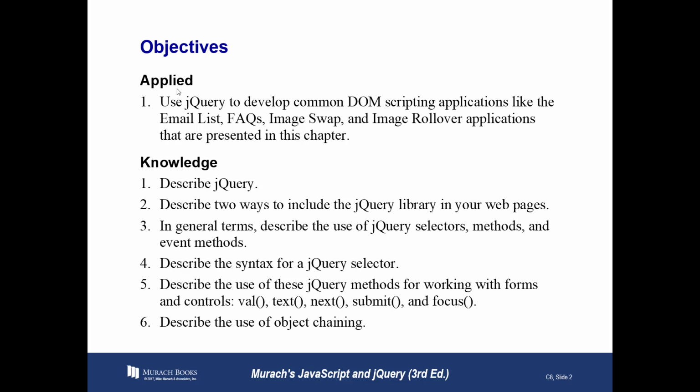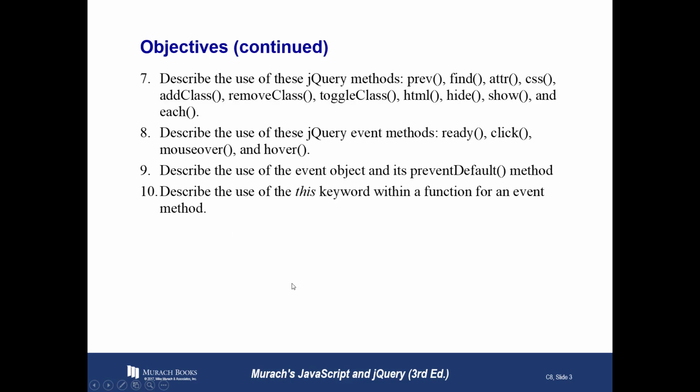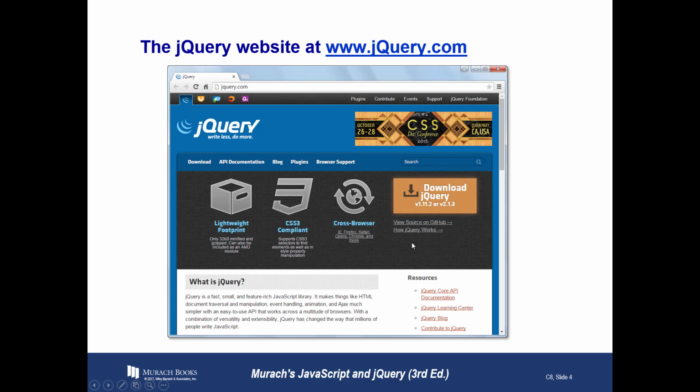All right. So we're going to talk about jQuery and its importance with being able to use it with CSS, talk about the use of jQuery selectors, methods, etc. Some of the jQuery selector syntax, some of the jQuery methods, talk a little bit about object chaining. And the regular jQuery methods, jQuery event methods, the event object, the prevent default method, the this keyword, etc.